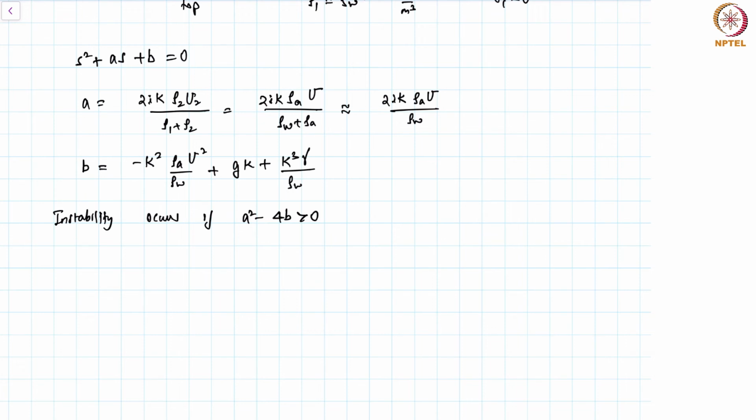Now note that there are only three parameters that we have here: density of the air, density of the water, and the velocity of the free stream. That's the only three parameters. And the question that we are asking is, if we have a free stream that is moving at the top, then we can come up with an expression for the velocity. Or let's put it this way: if A square minus 4B is greater than 0, this essentially would mean that U has to be greater than a U critical. And what is the expression of that critical value?